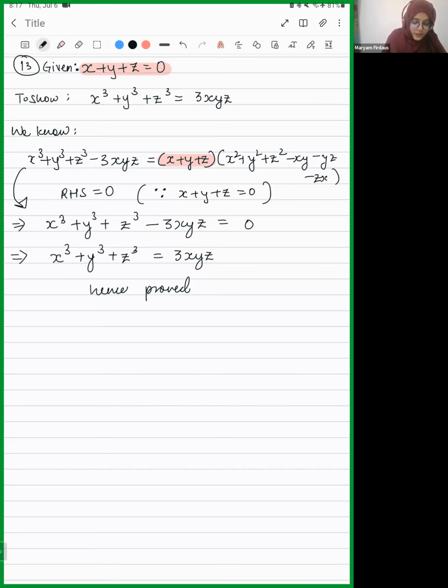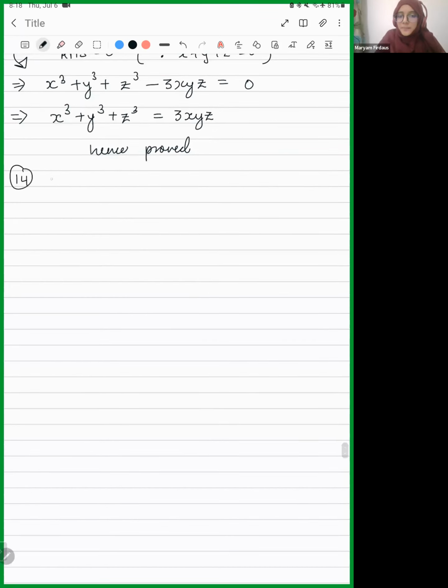Done? Okay. Let's come to question number 14. Let's do the first part. The second part will be your homework. You have to, without actually calculating the cubes, which basically means you have to use an identity over here.